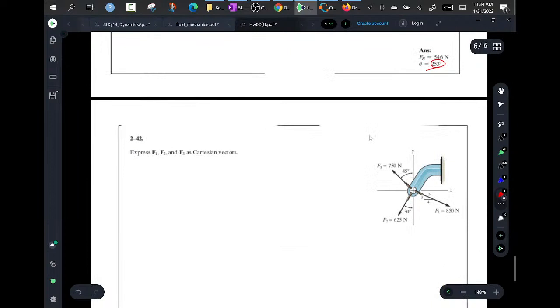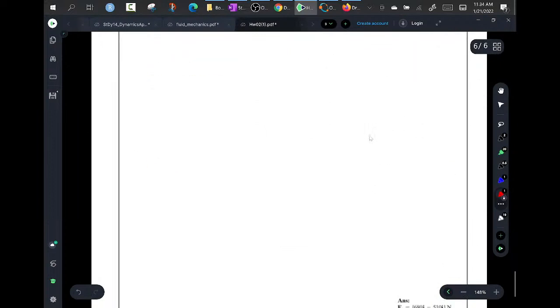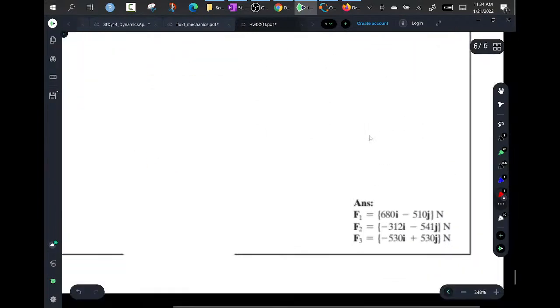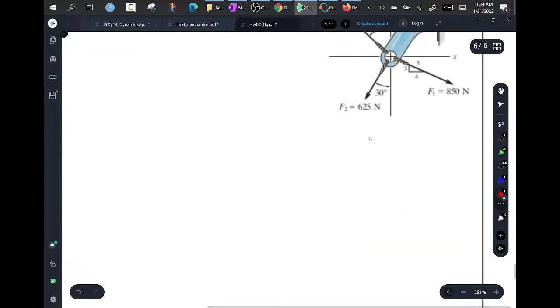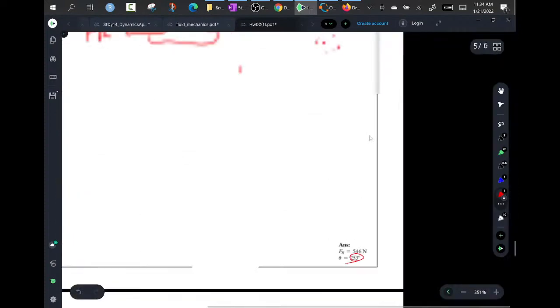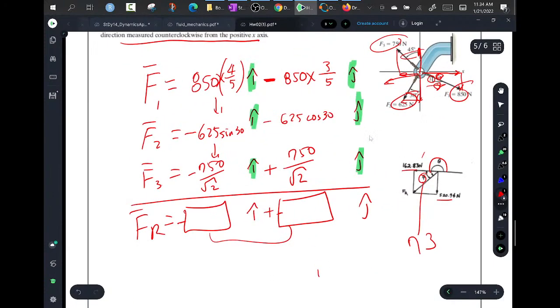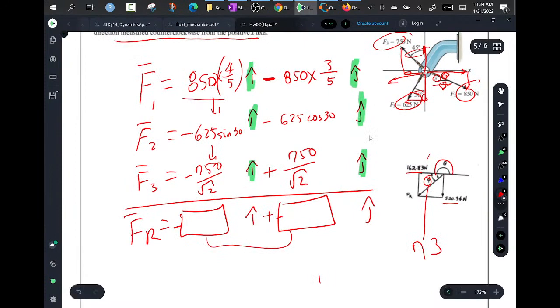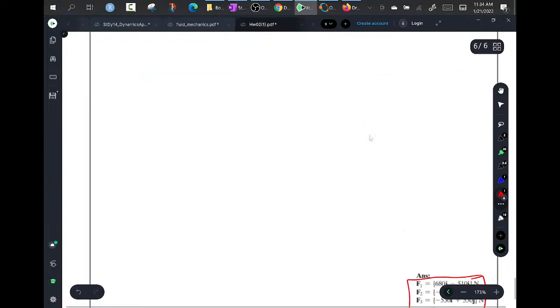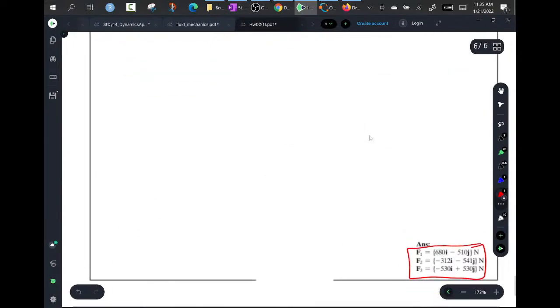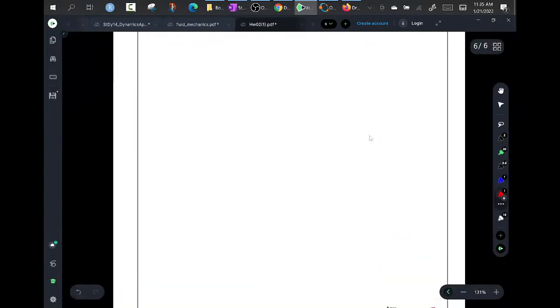Now, what he does in the next one, he wants them expressed in Cartesian. So that's what he wants. These are what I listed up here. Without doing the math, I just listed them with that. So let's see. 450 times 4/5 hopefully ends up being 680. I don't know what happened here. Okay. So that's pretty much it. So that's the set of problems there.